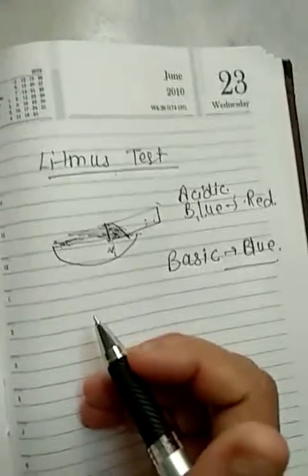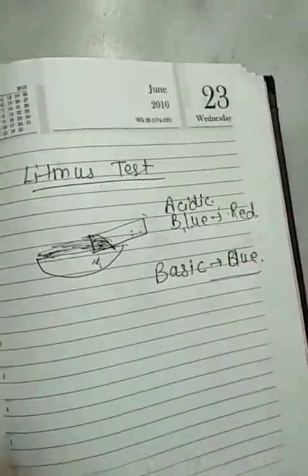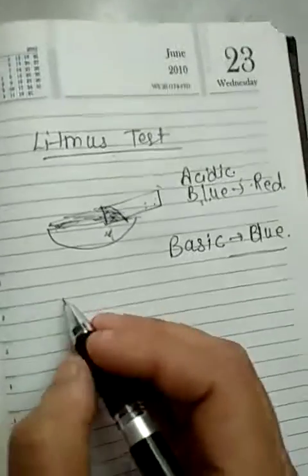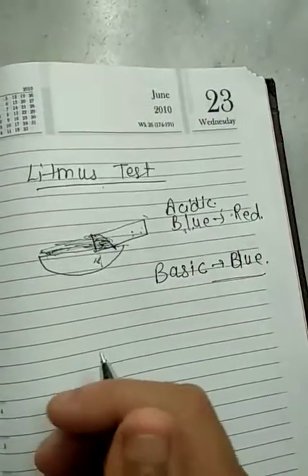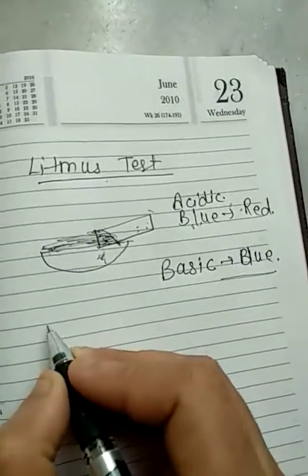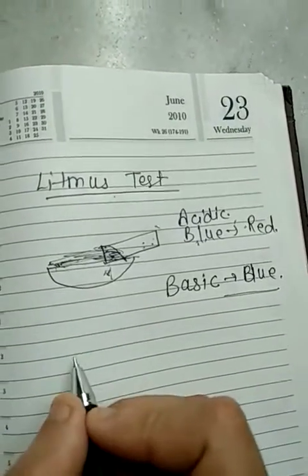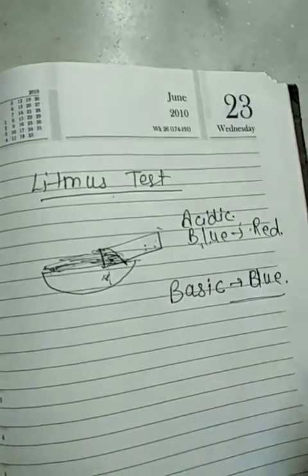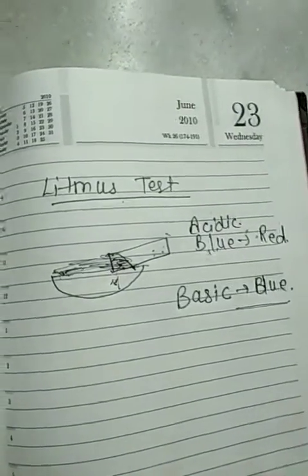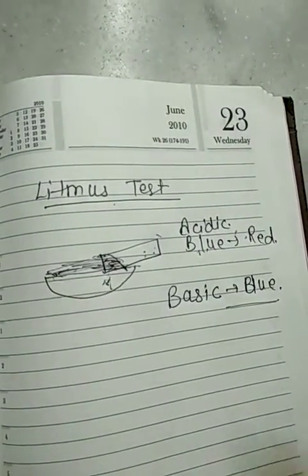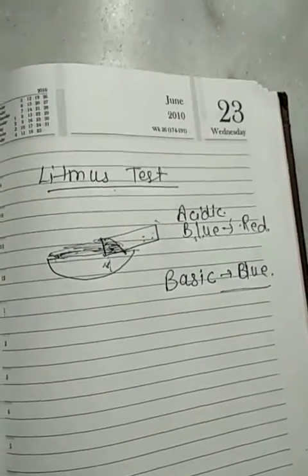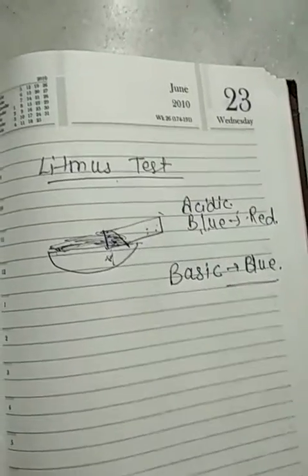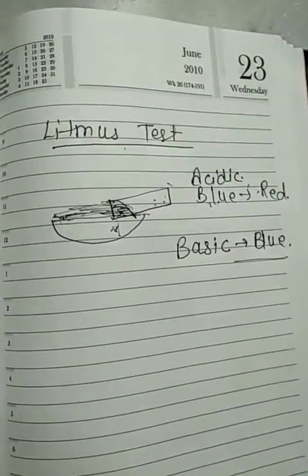Now you might be thinking, what happens to the neutral solution? In that case, the neutral solution shows no change in color. So for a neutral solution, whether you put a red litmus paper or a blue litmus paper, both of them do not show any change in the color.